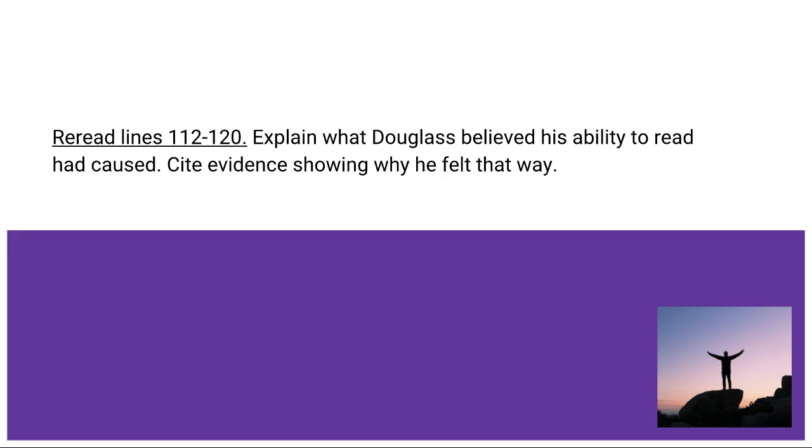Reread lines 112 through 120. Explain what Douglass believed his ability to read had caused. Cite evidence showing why he felt that way. Pause while you think.